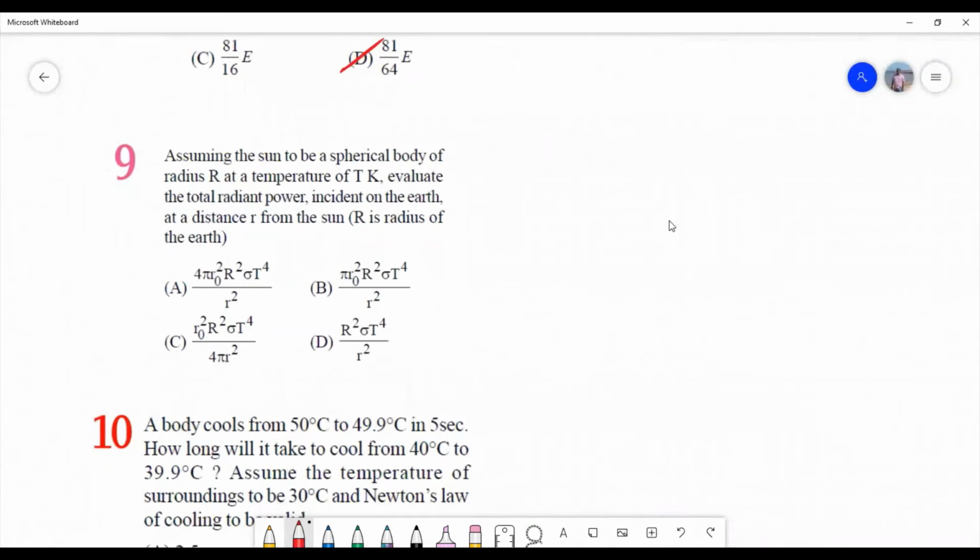Right. Let us see problem number 9. Assuming the sun to be a spherical body of radius r at a temperature of T Kelvin, evaluate the total radiant power incident on the earth at a distance r from the sun, and r is the radius of the earth.